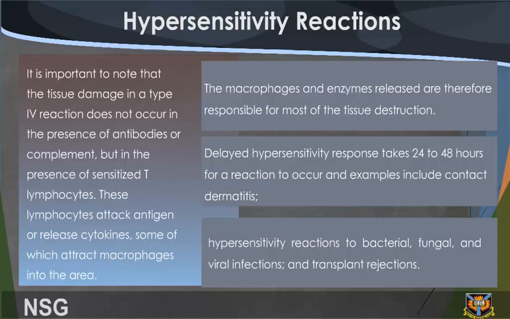It is important to note that the tissue damage in a type 4 reaction does not occur in the presence of antibodies or complements, but in the presence of sensitized T lymphocytes. These lymphocytes attack antigen or release cytokines, some of which attract macrophages into the area. The macrophages and enzymes released are therefore responsible for most of the tissue destruction.